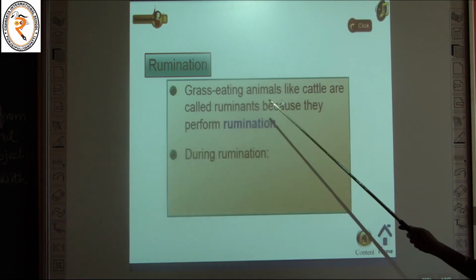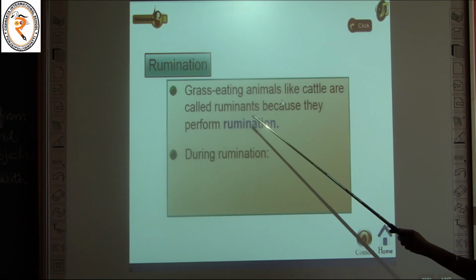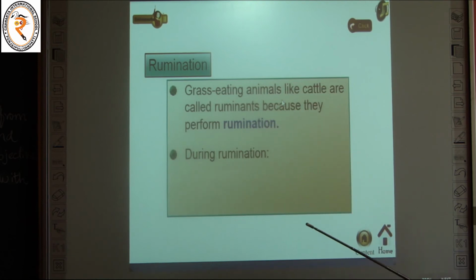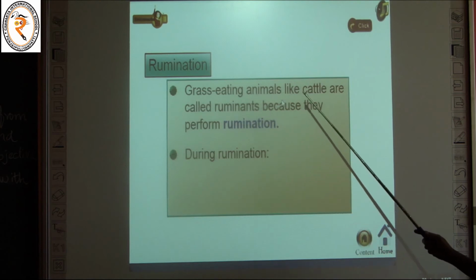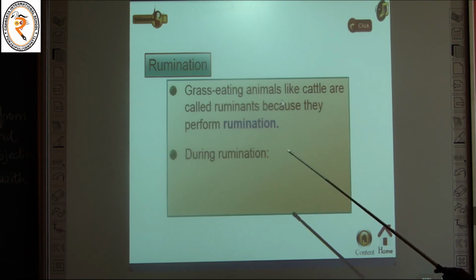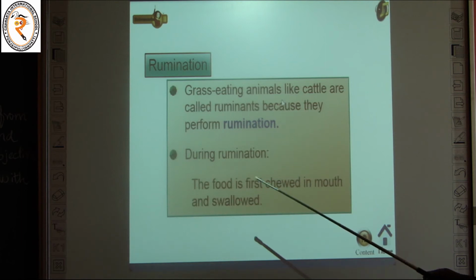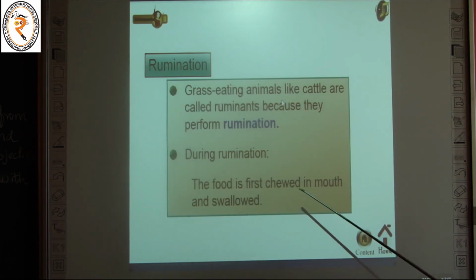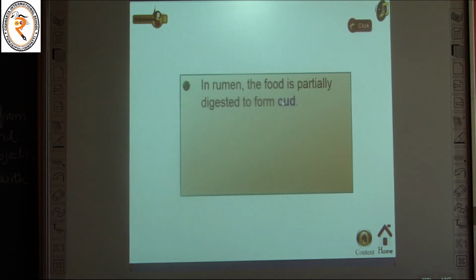See, the grass-eating animals like cattle, cow, horse are called ruminants because they perform rumination. Make a note. What is called rumination? During rumination, the food is first chewed in the mouth and swallowed. Did you see the cow? How they eat? First, they eat the grass or plant products, and they swallow with the help of their mouth. Okay, the next one.